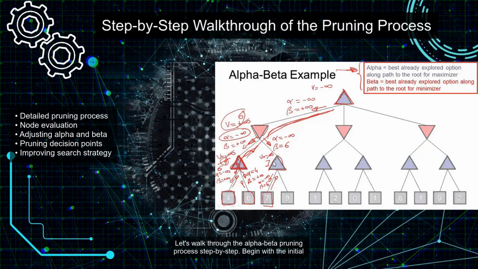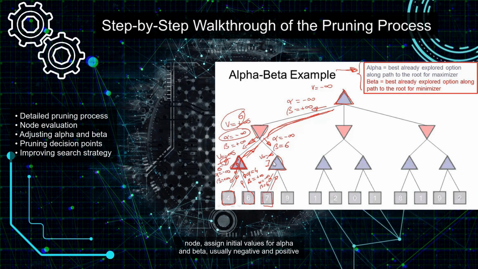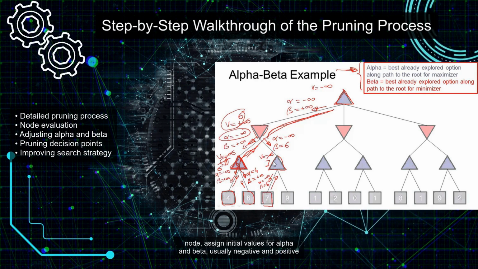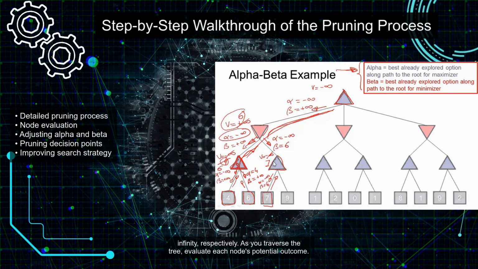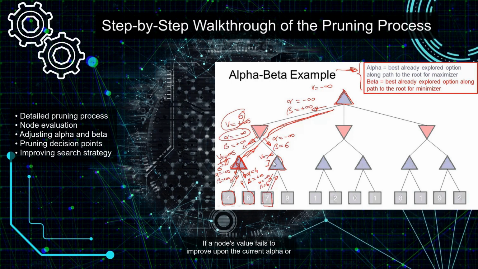Let's walk through the alpha-beta pruning process step by step. Begin with the initial node, assign initial values for alpha and beta, usually negative and positive infinity, respectively. As you traverse the tree, evaluate each node's potential outcome.